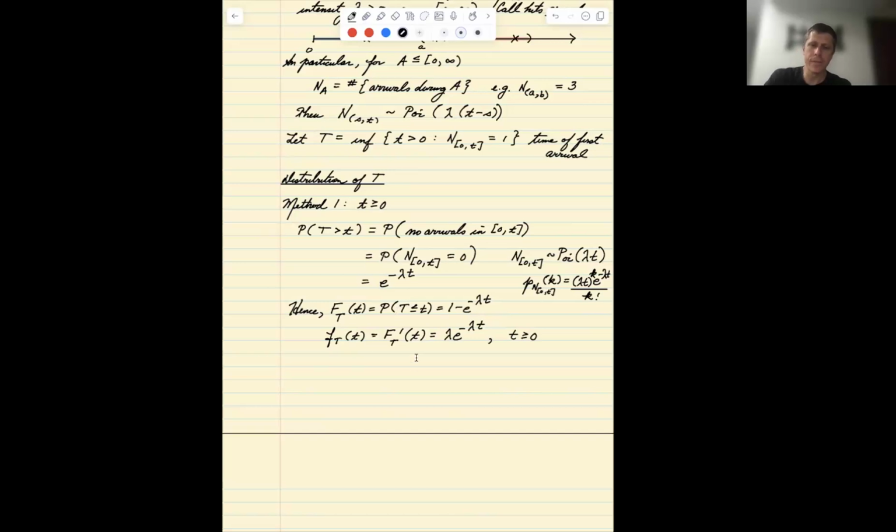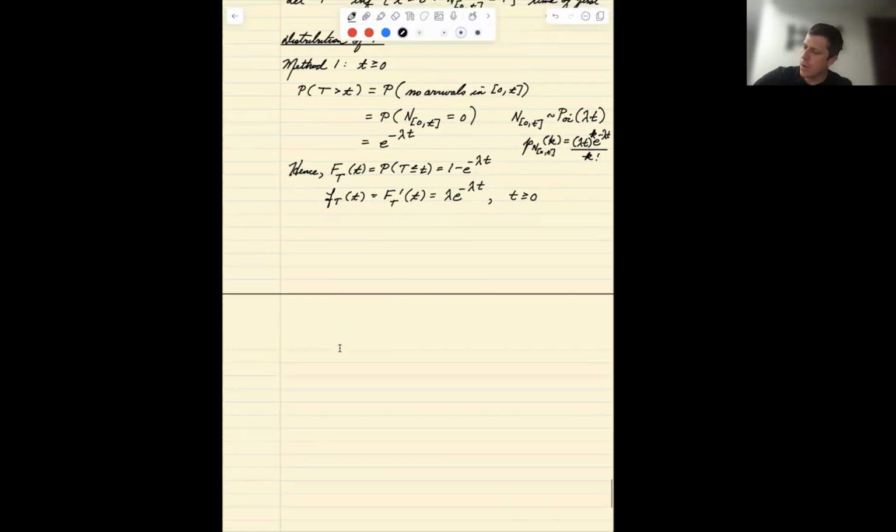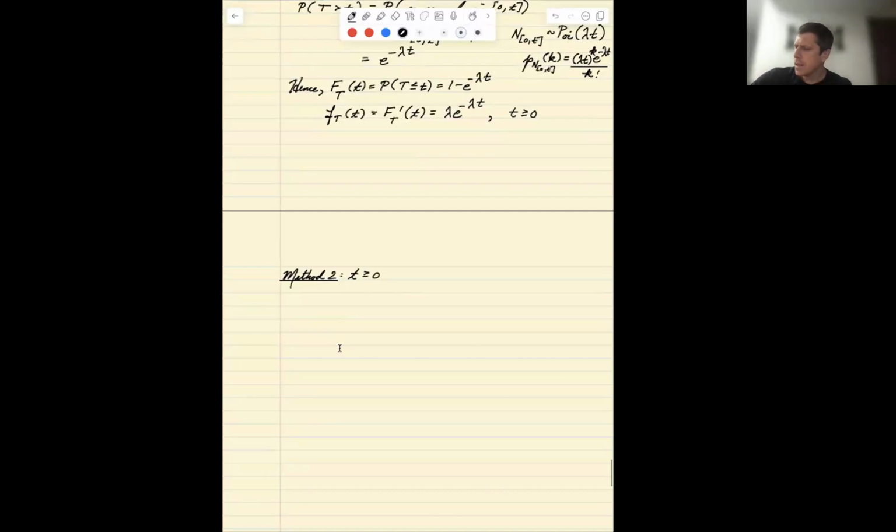That's one way to do it. What's another way to do it? So another way to do it would be to use the infinitesimal approach, is to say, let's imagine that, so we want to derive the density directly.